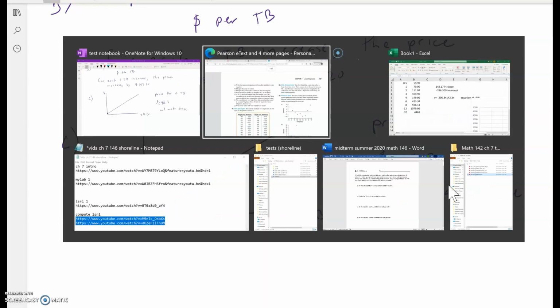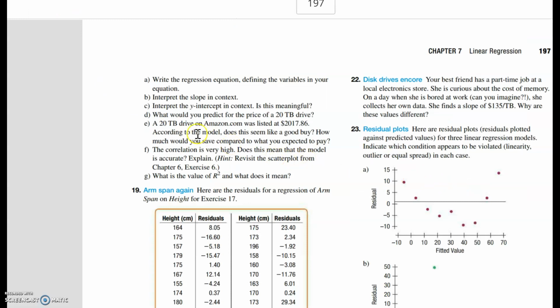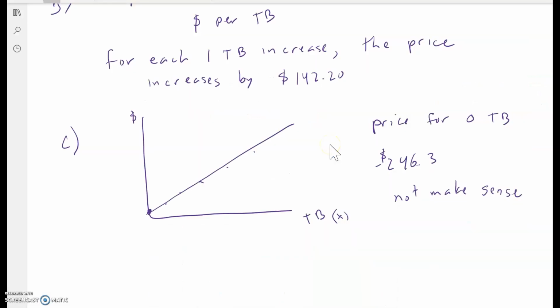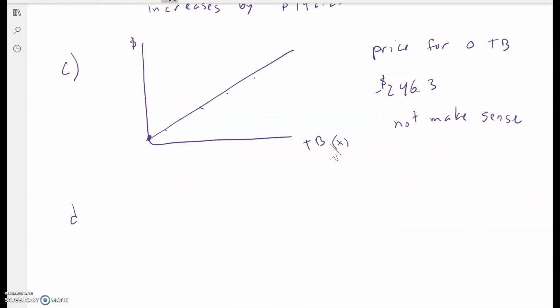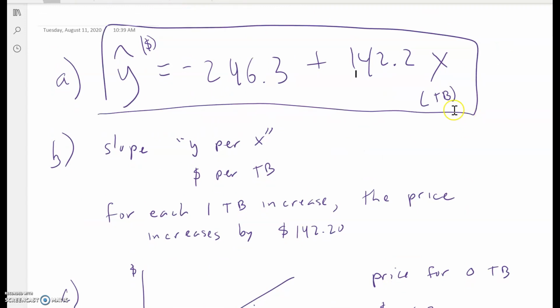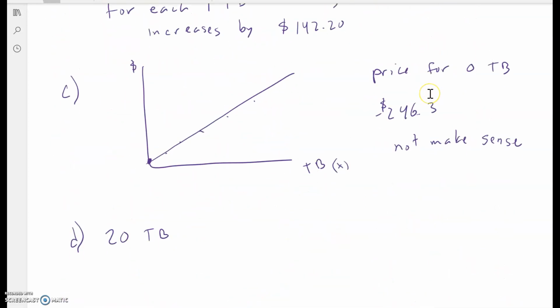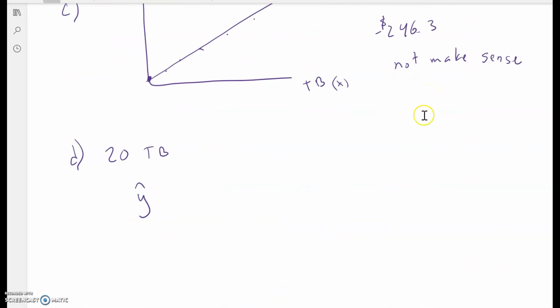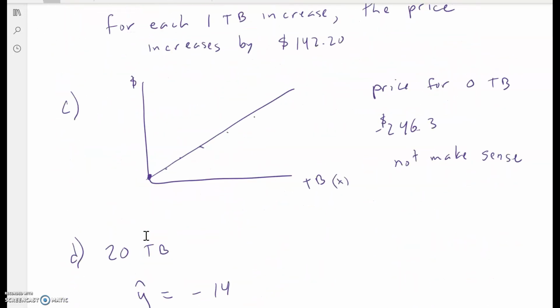Okay, part D. Now it says, what would you predict for the price of a 20 terabyte drive? So this is the main reason why people do least squares regression lines, to try to make predictions. And so you have the formula right here. X is the terabyte. So just replace the X with a 20. So you'll have negative 246 point. So Y hat, the predicted price, remember you need the hat to tell you it's the predicted price, is negative, what was it again? Negative 246, excuse me.